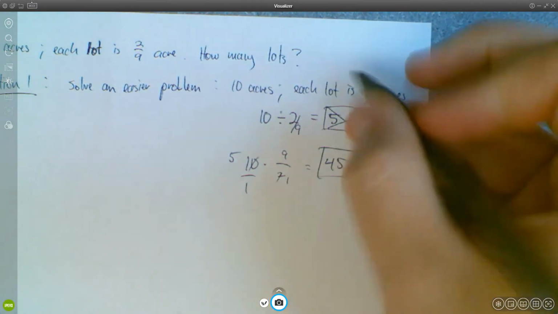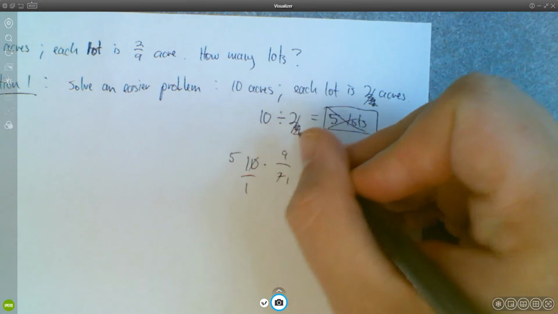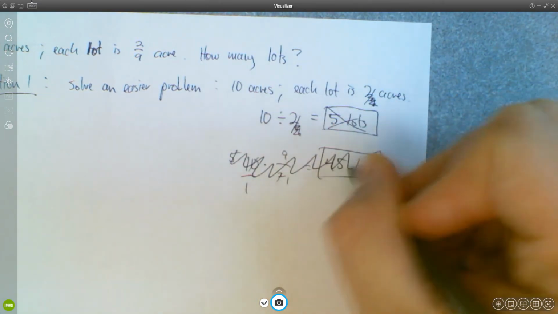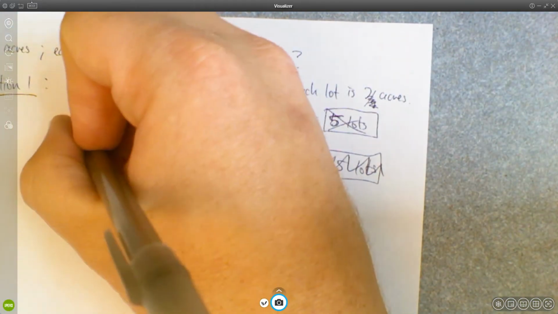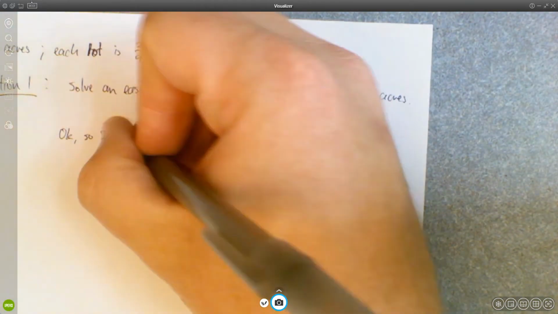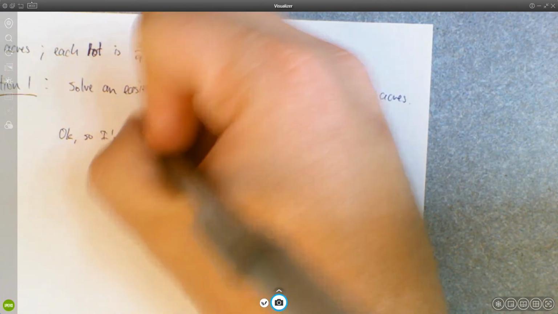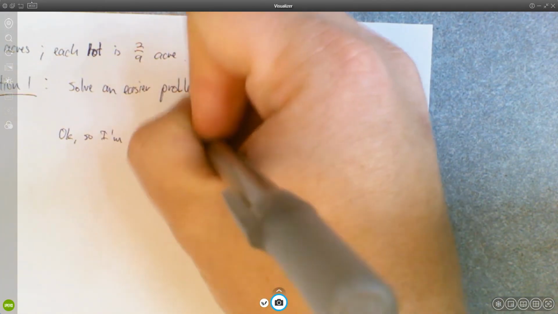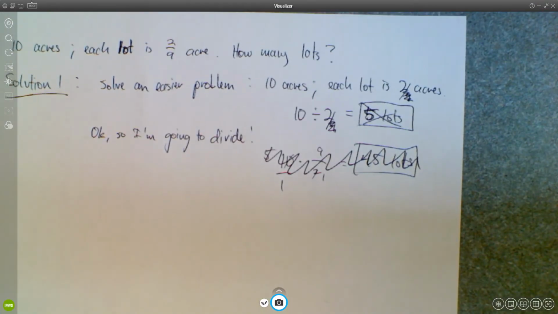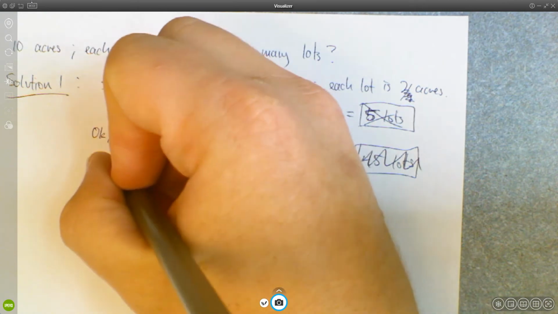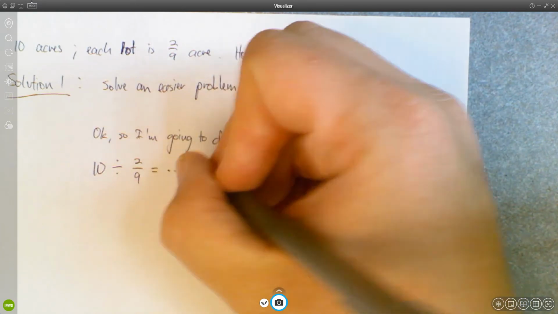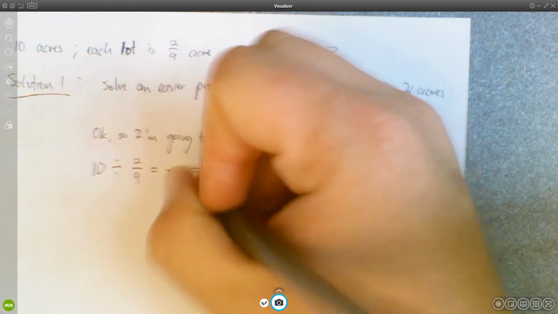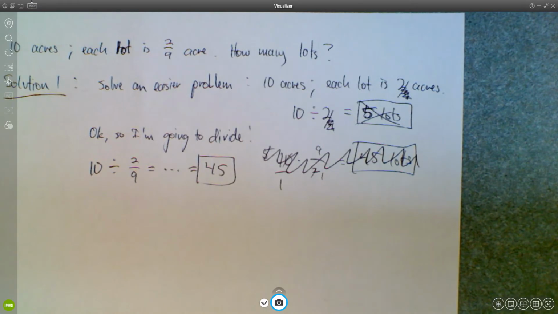I would probably want you to leave the original problem. So maybe let me write this out separately. Like leave the original problem and then say, okay, so I'm going to divide when I do the more challenging problem with the fractions, right? I'm going to say 10 divided by 2/9, right? And then, you know, you get the 45. 45 lots. Okay. Anyway, so that's one way to do it.